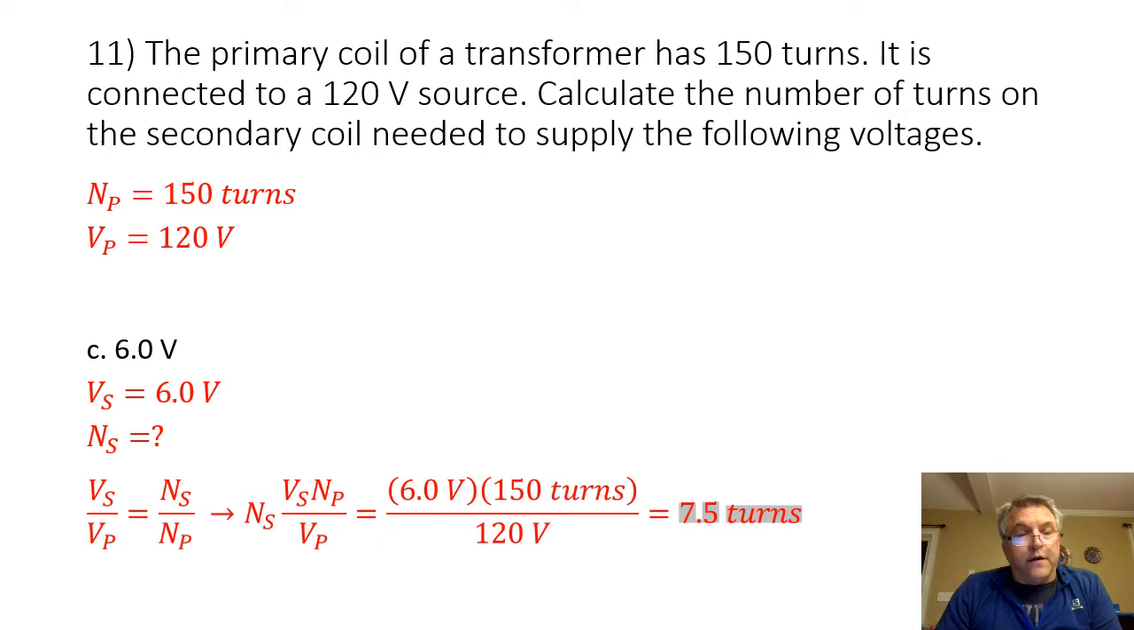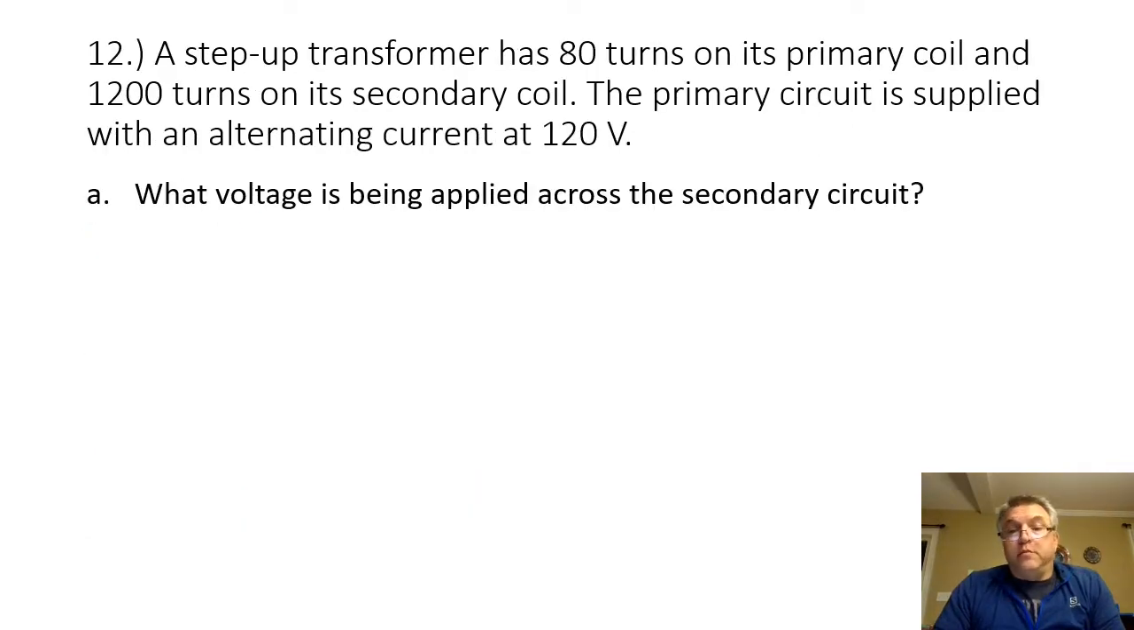Once again, solving that for the number of turns on the secondary coil by cross multiplying, we are going to have NS equals VS times NP divided by VP. And once we plug in our known values to that equation, we are going to get 7.5 turns on our secondary coil. On to problem 12.